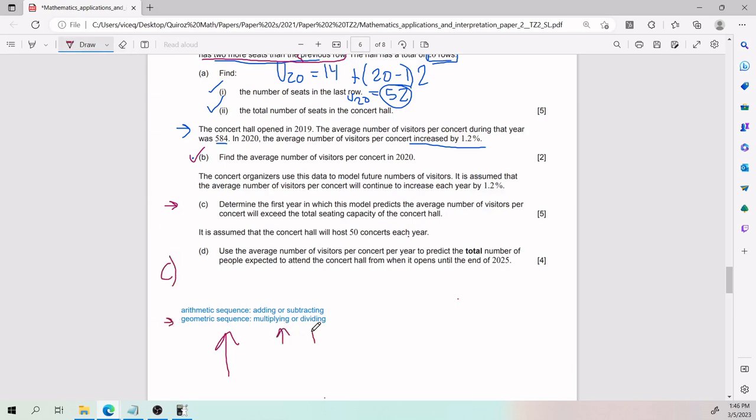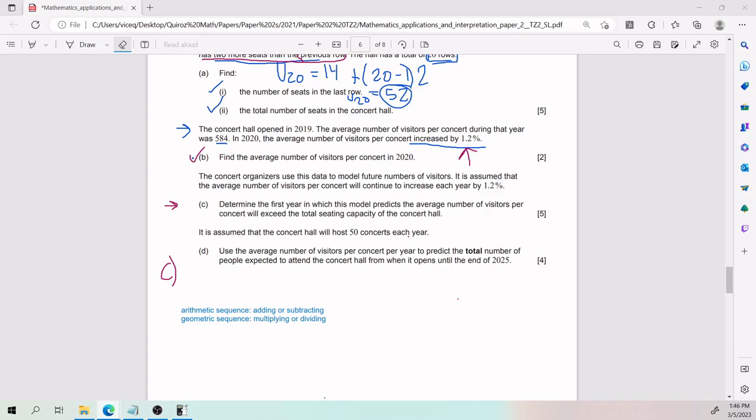Are we multiplying or dividing? We are technically multiplying here because it is increasing by 1.2% each time. See, we're not adding by a flat amount. A flat amount would be adding or subtracting. Here it's not a flat amount. It depends on the last year. See? So we are talking indeed about a geometric sequence.